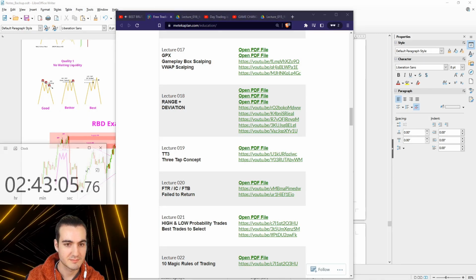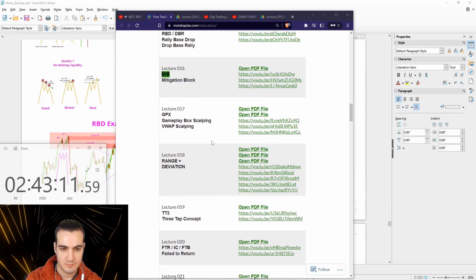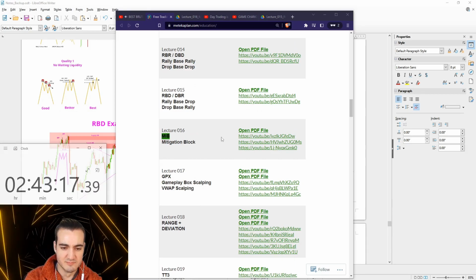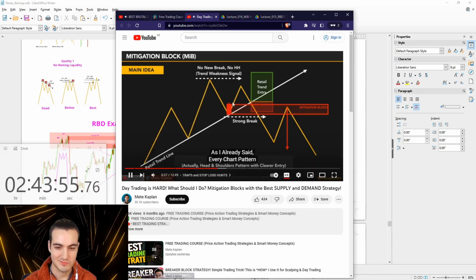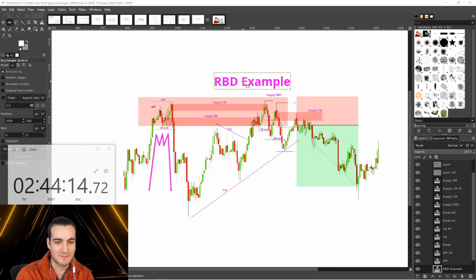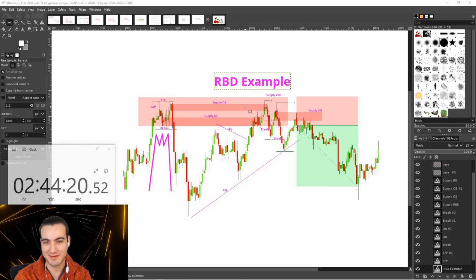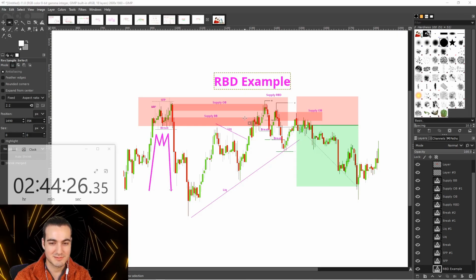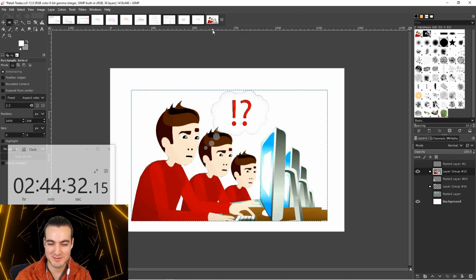Alright, where were we? Mitigation block. Took a quick detour to make a funny image of what I imagine retail traders to look like whenever they're referred to. I'll paste this clip into the chart to indicate what the retail traders are thinking.